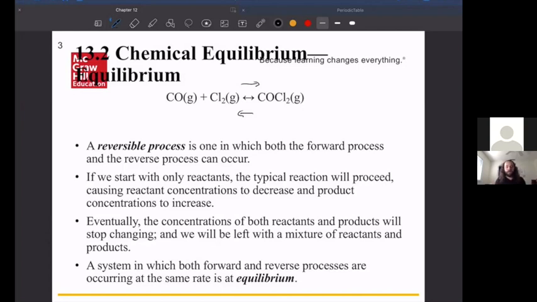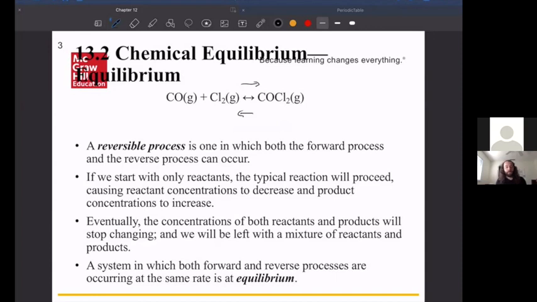Okay, so all reactions are reversible processes. It turns out that some reactions really heavily favor one side or the other, but nonetheless, in theory, reactions are always reversible. Okay, so that's what we're going to be talking about today, this idea of this reversible process.